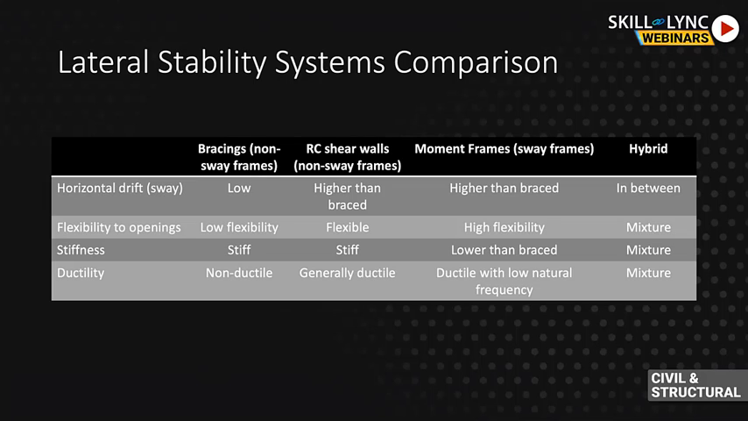Horizontal drift, usually you obtain the highest in these kinds of frames in comparison to non-sway frames. They are very flexible to opening. That's a good thing, because you don't have crossing members that need to cross the bay. So you have all the width and the height of the bay for any opening that you need to suit in. They have lower stiffness, and therefore they are more ductile with low natural frequency.